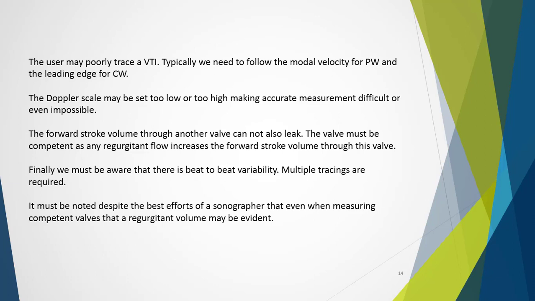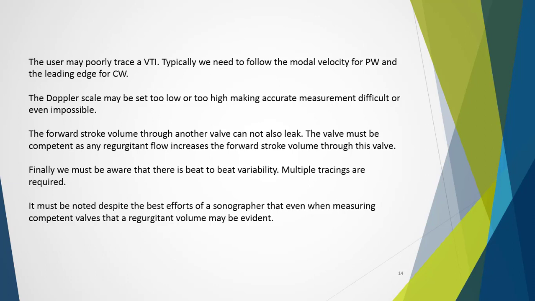Issues may occur with the VTI tracings. The user may poorly follow the edge. The user needs to follow the modal velocity for pulse wave typically, and the leading edge for continuous wave. The Doppler scale may be set too low, with the flow extending off the screen and some velocities lost or mingled with aliasing velocities from flow in the other direction. Or it could be set too high, with very small velocities represented on the screen, and the flow is then very difficult to accurately measure.